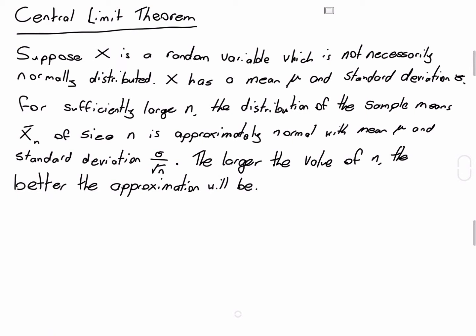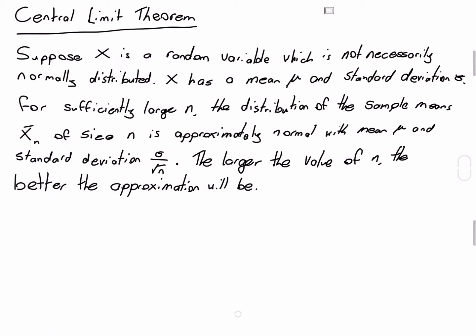So suppose that x is a random variable which is not normally distributed. X will have a mean and a standard deviation for a sufficiently large value of n. So the key here is as n increases, we've got a mean and a standard deviation.